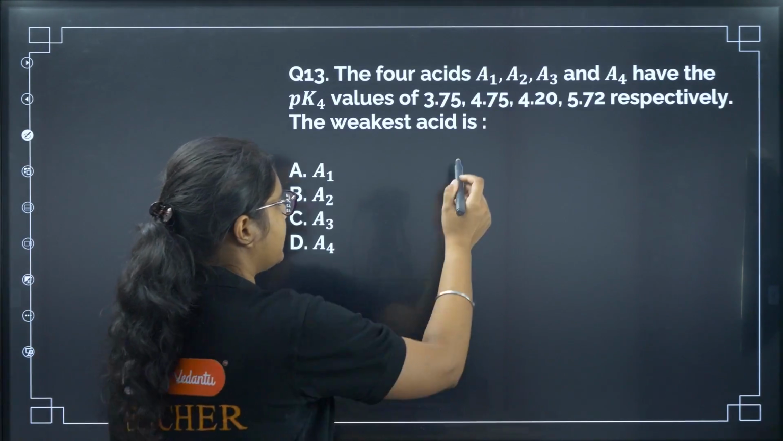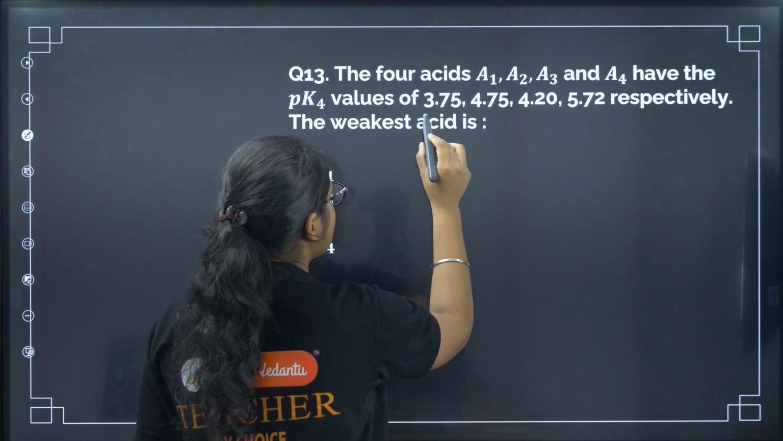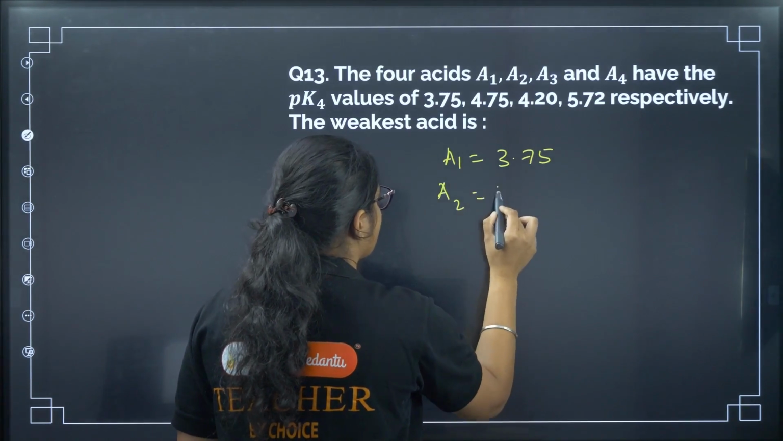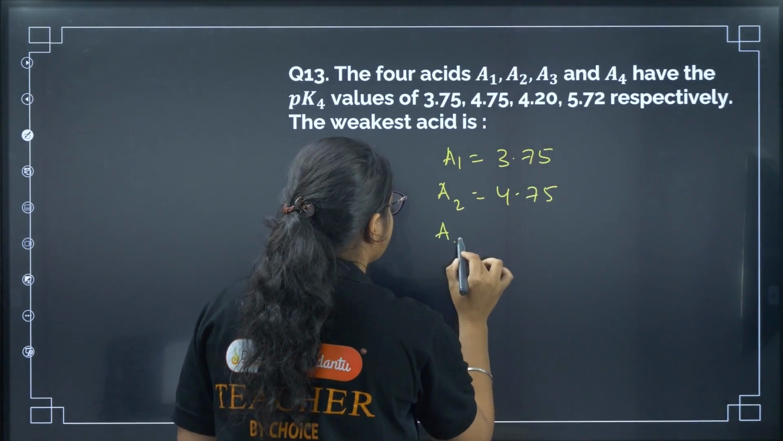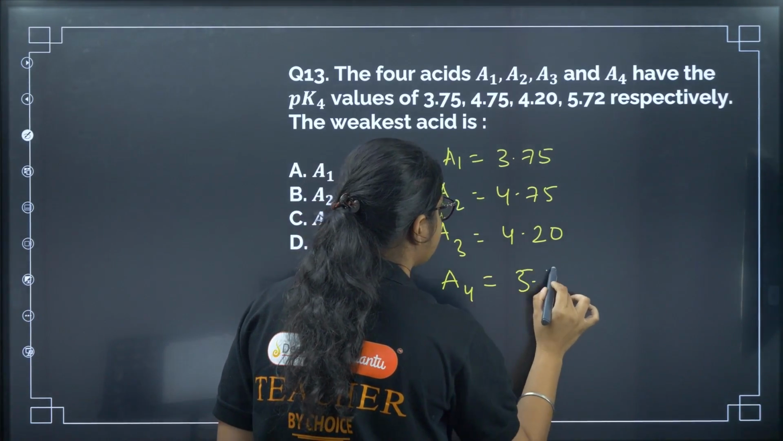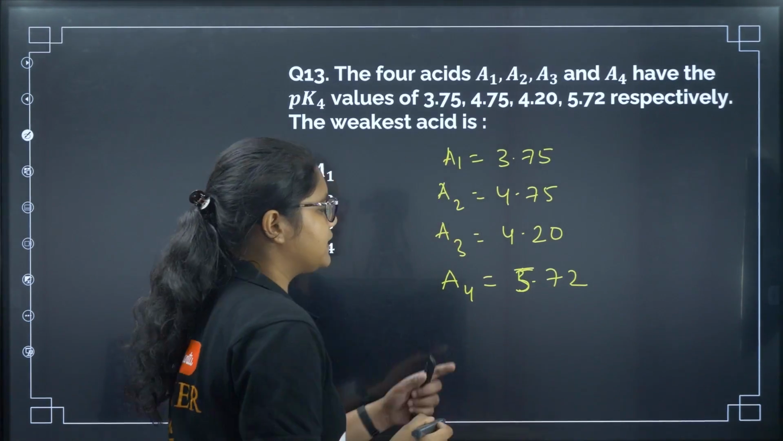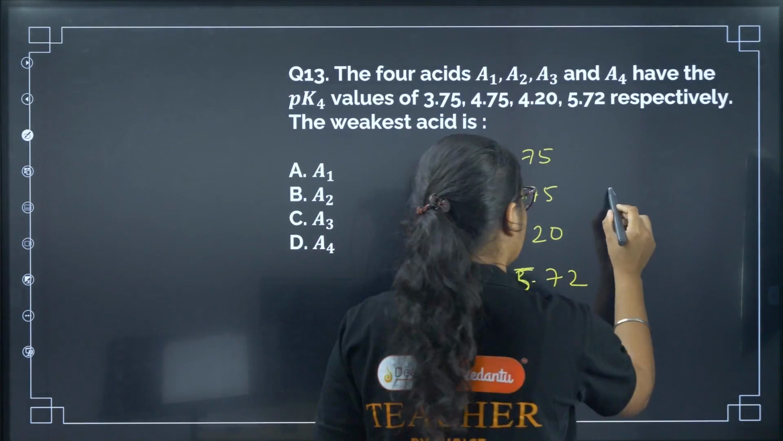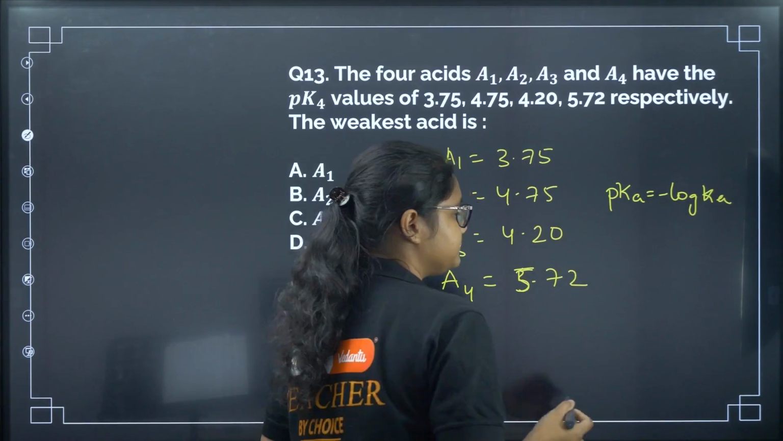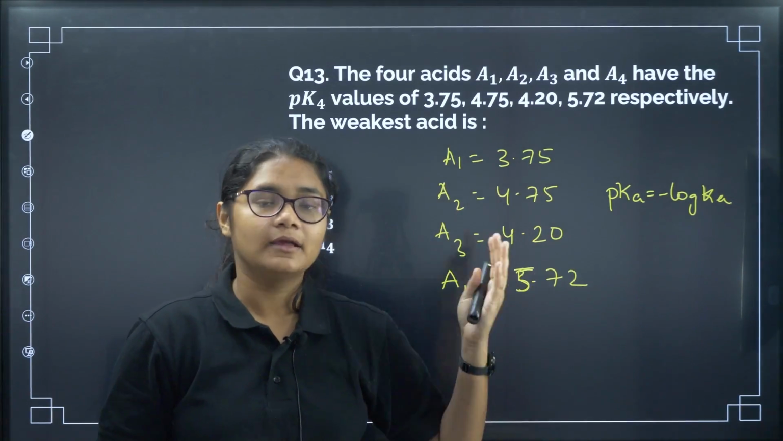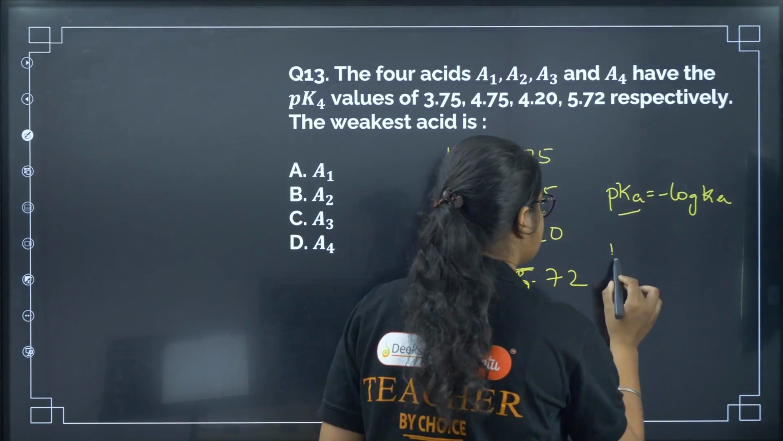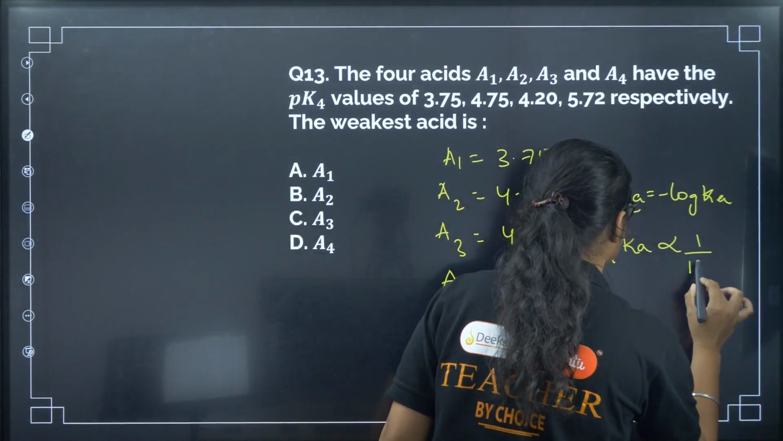Next, 4 acids A1, A2, A3 and A4 have the pK values as following. So A1 value is 3.75, A2 value is 4.75 and A3 value is 4.20 and A4 value is 5.72. Now you see, these are pKa values. What is the formula of pK? pKa is equal to minus log of Ka, right? So that means higher the value of pKa, lower the value of Ka, lower will be the acidic strength. Okay, so pK and K are inversely proportional. pKa is inversely proportional to Ka.